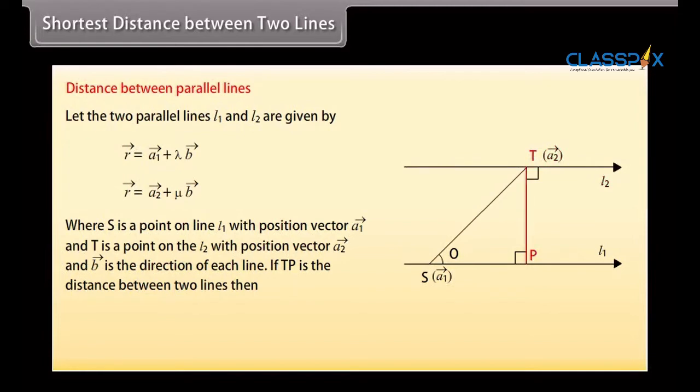If TP is the distance between two lines, then TP equals modulus of cross product of vector b and the difference of vector a2 and vector a1, divided by modulus of vector b.